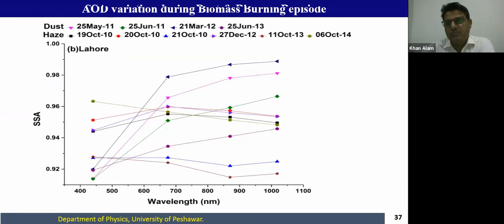This optical parameter, single scattering albedo, is for both dust and haze, and you can see the contrasting effect of haze and dust. The single scattering albedo is decreasing with wavelength for the smoke particle. It means that absorption is taking place. However, for dust particles, the single scattering albedo is increasing, which shows that scattering of the aerosol particle is taking place.